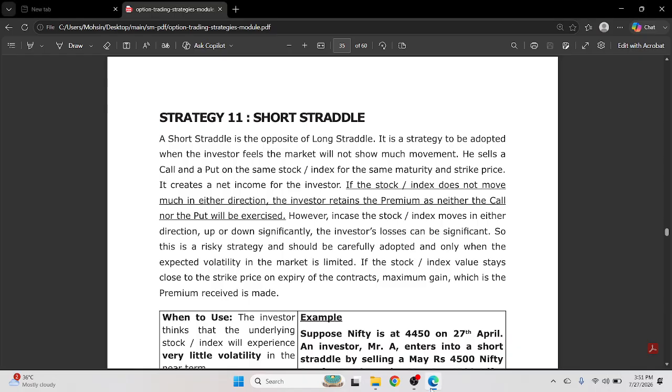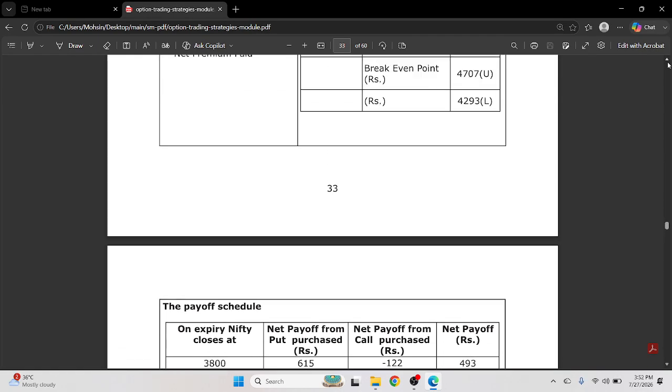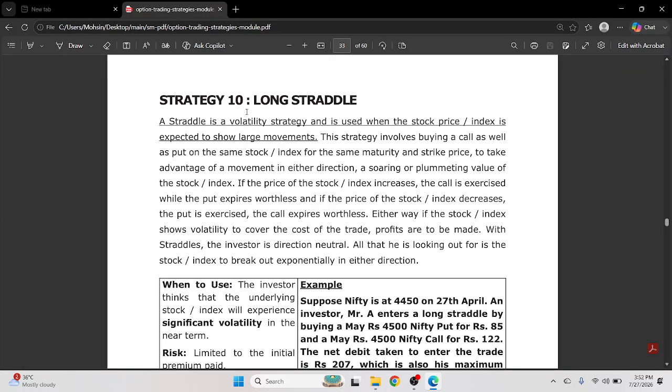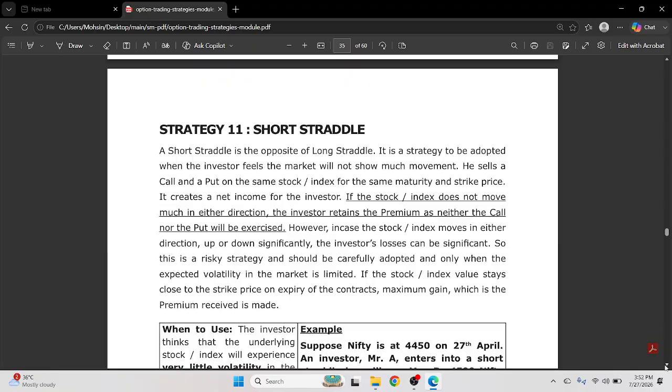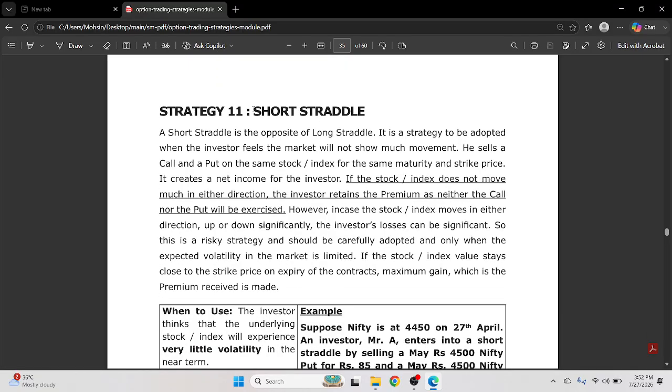So today we are going to learn about the short straddle option strategy. In the previous class, we learned about the long straddle option strategy. The long straddle strategy is used when the market is volatile. So when there is volatility in the market, in that condition, we make the long straddle strategy. When the market is range bound or consolidated or sideways, then we should make the short straddle strategy. It is just opposite to the long straddle.